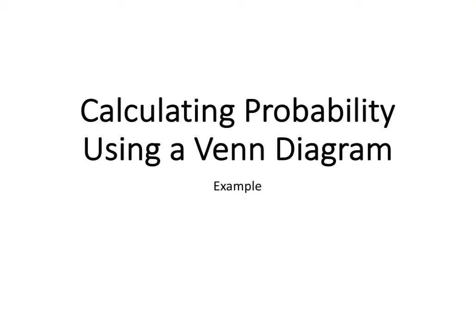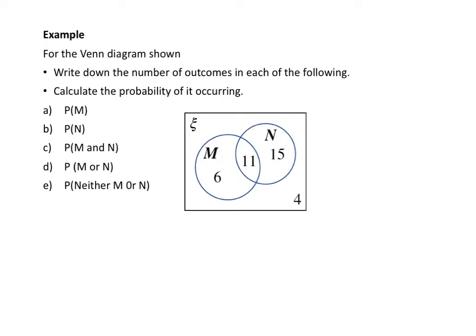In this video, we're going to have a look at how to use a Venn diagram to help us in our probability calculations. For the Venn diagram, we want to write down the number of possible outcomes for each of the following and then calculate the probability of it occurring. So having a look at our Venn diagram, we can see that we've got two sets or two groups of information, one labelled M and one labelled N.